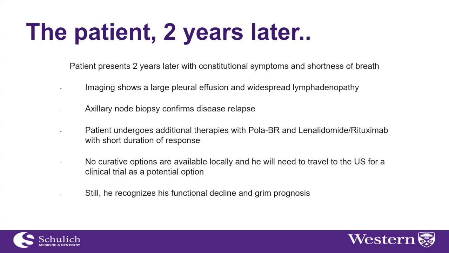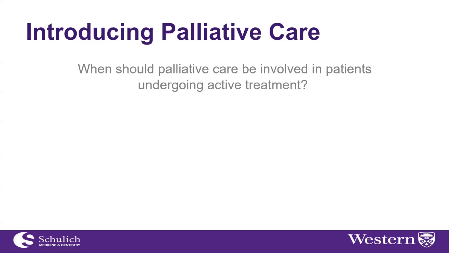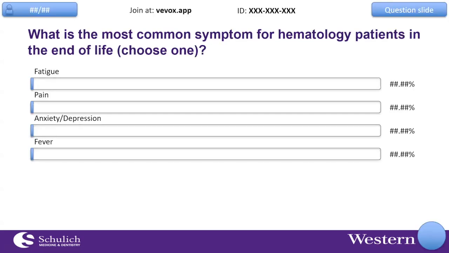And so, question to consider, when should palliative care be involved in patients undergoing active treatment? One of the interactive questions here includes, what is the most common symptom for hematology patients in the end of life? Choose one. And so we have fatigue, pain, anxiety, depression, and fever. For this, fatigue is the most common. However, there are variations to this, and Dr. Mount will take us through it.